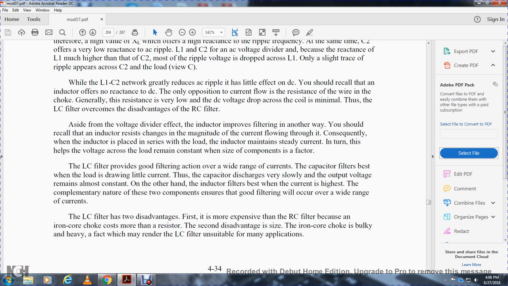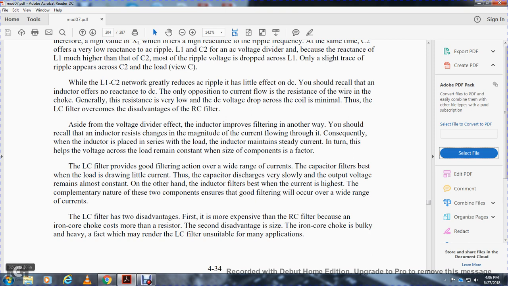The capacitor filters best when the load draws little current. The capacitor discharges very slowly, and the output voltage remains almost constant. On the other hand, the inductor filters best when the load current is highest. The complementary nature of these two components ensures that good filtering will occur over a wide range of currents.